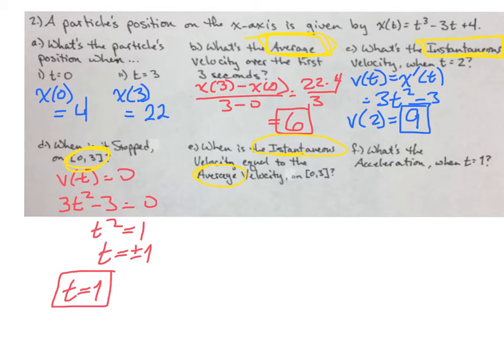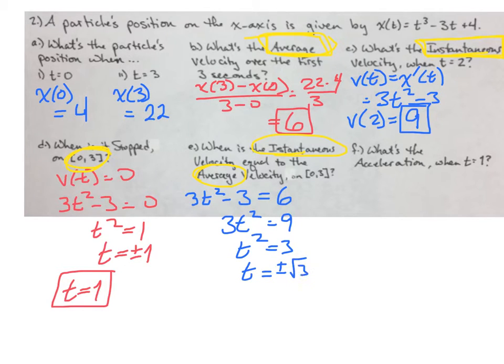In part E, we want to know when is the instantaneous velocity equal to the average velocity. So we're using both of these words in the same problem. Well, remember the instantaneous velocity, that's the derivative, the 3t squared minus 3. I want to know when is that equal to the average velocity, the 6. So we have an equation, just start solving it. And once again, we have to worry about that it says, when are they equal on this interval from 0 to 3? Well, the only one of these answers that's between 0 and 3 is the positive one, when t is equal to the square root of 3.